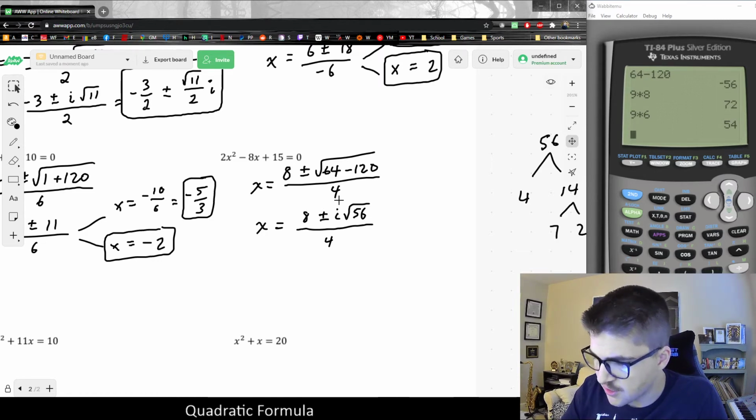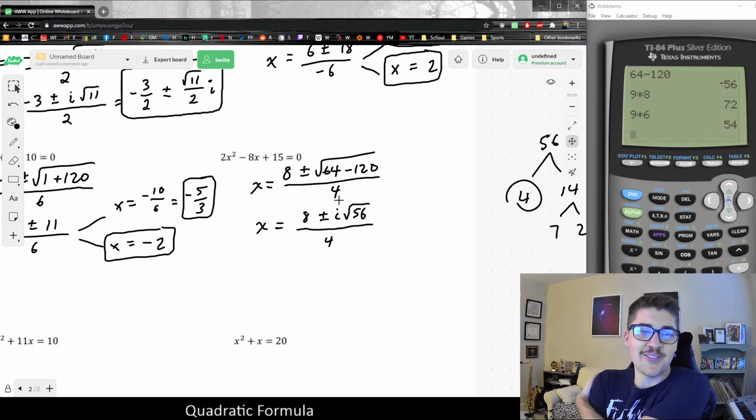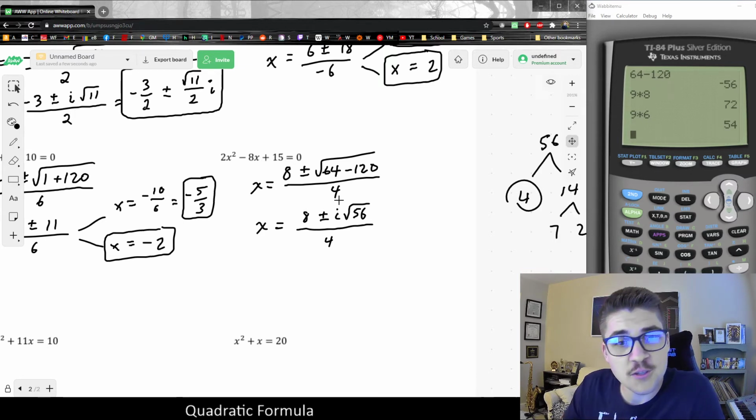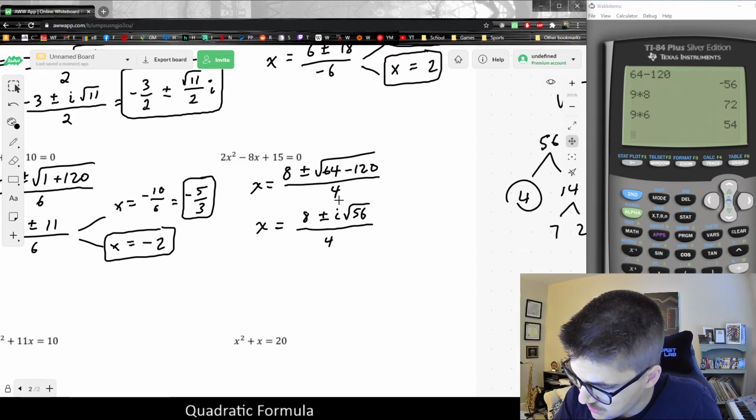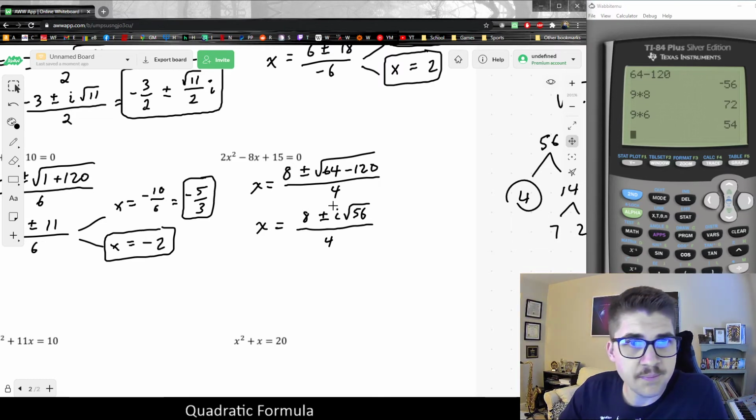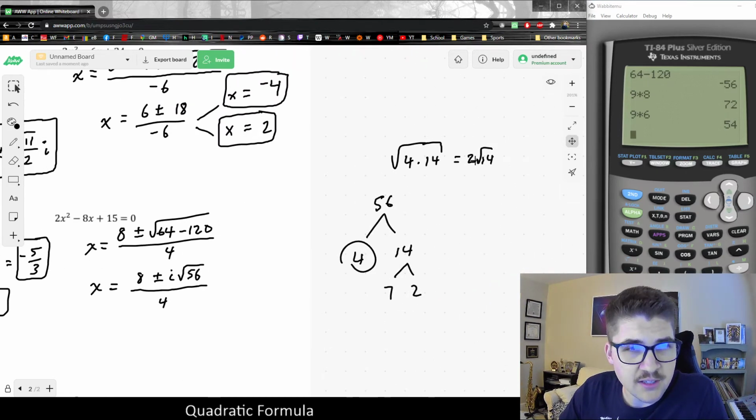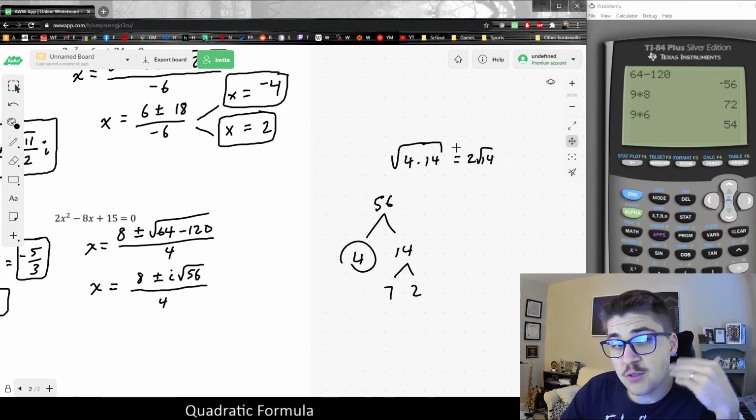So actually there's no 9 in there at all, of course. Now that I think about it, it's really dumb. But there is a 4 in there, and 4 is a perfect square. So I could rewrite root 56 as square root of 4 times 14, and that would be equal to 2 root 14 by simplifying. So this is kind of what I would do in my head.